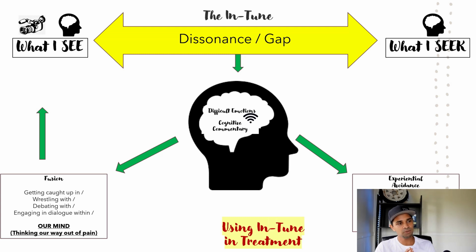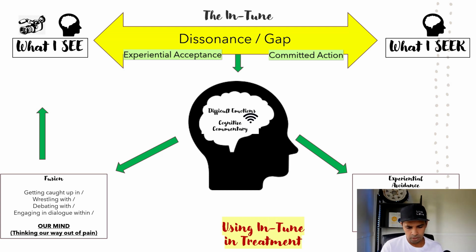For some clients that we see, there is an actual gap going on. There is an actual dissonance between what they see and what they seek, and it's not just the experiential avoidance stuff they're doing that's the problem. And so in this case, I think this is where we bring in two concepts, which is experiential acceptance or committed action. What am I saying here? Take a situation where you're experiencing difficult emotions. There are really two foundational options that we have when we experience dissonance.